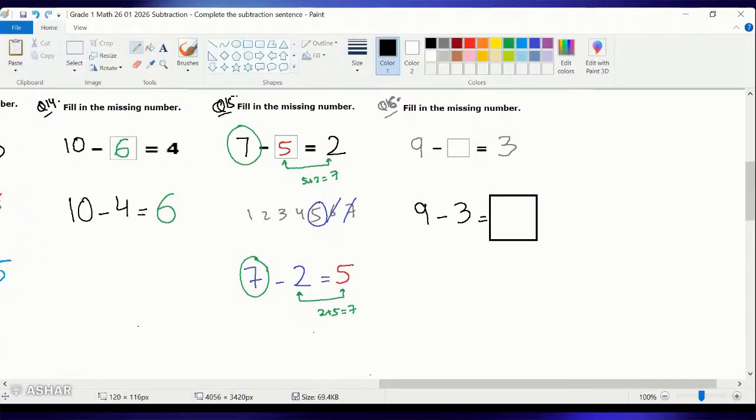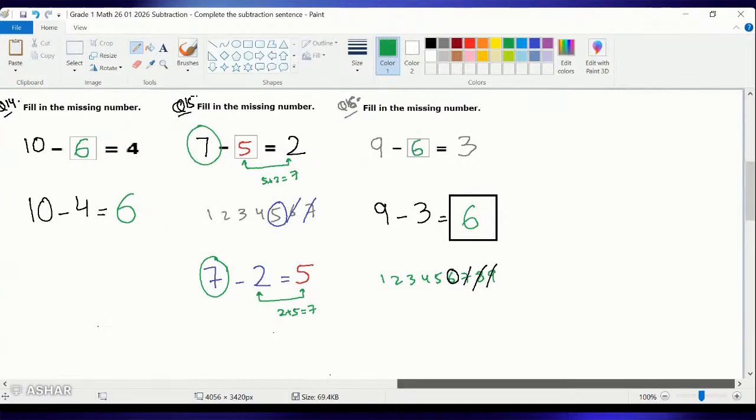9 minus something was equal to 3. But if we do the reverse subtraction sentence, that means if we had 9 numbers, 1, 2, 3, 4, 5, 6, 7, 8, and 9, out of these 9 numbers, if we remove 3 numbers, we are left with 6 as the largest number. That means 9 minus 6 would be equal to 3. Agreed? Let's look at an easy question.